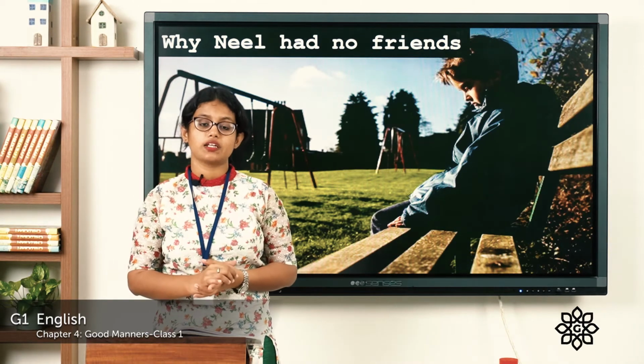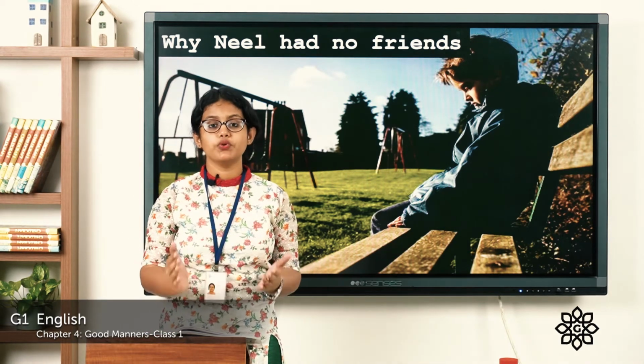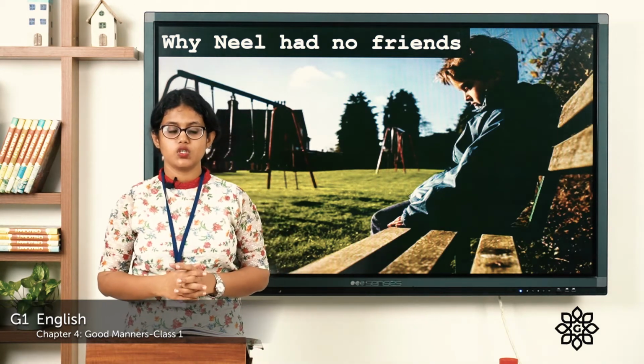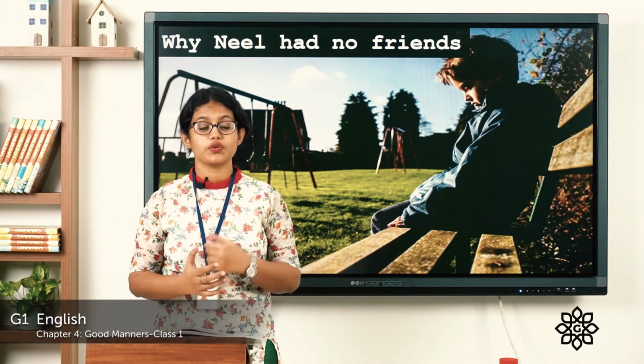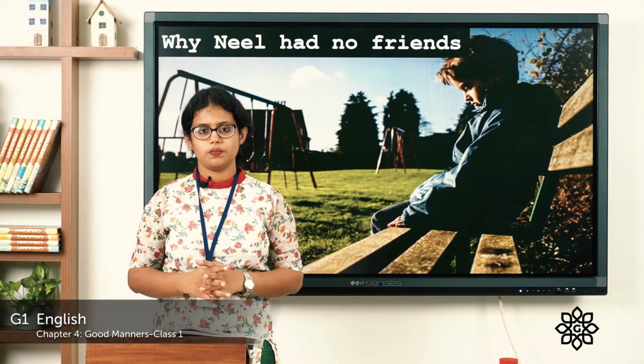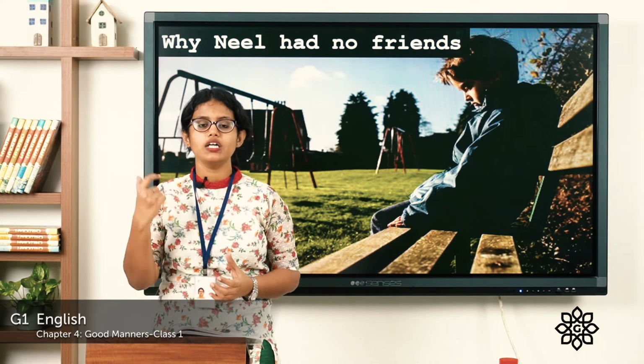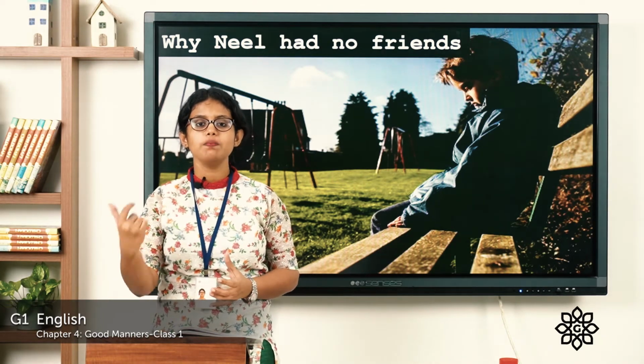Let me give you another example. Ria is beautiful. So what is the sentence? Ria is beautiful. The naming word here is Ria. Ria is the name of a person. And which is the describing word I have used? I used the describing word beautiful to describe Ria.